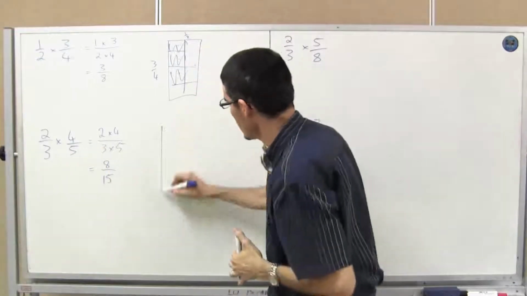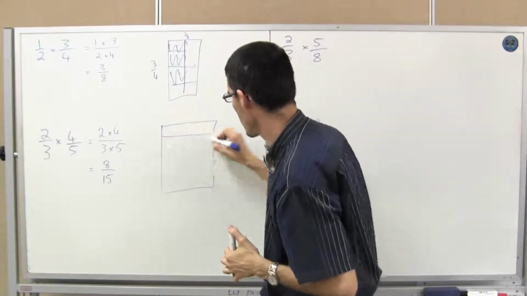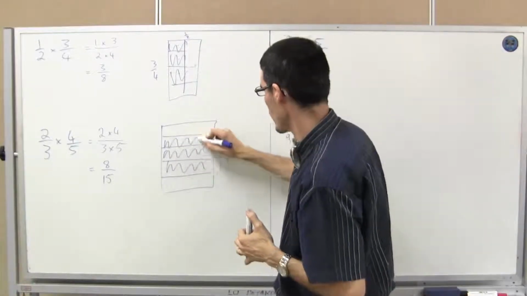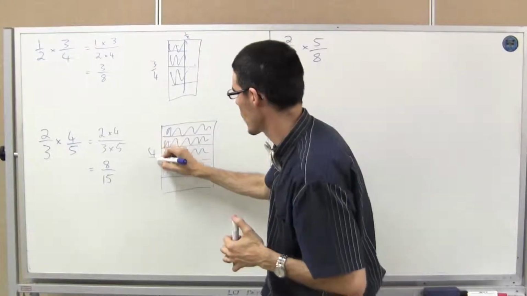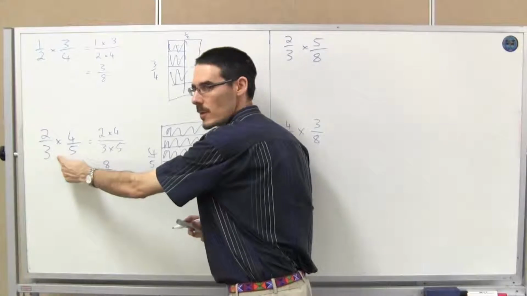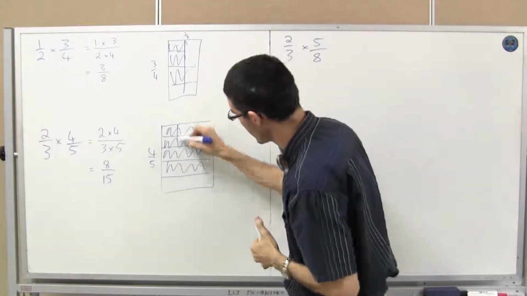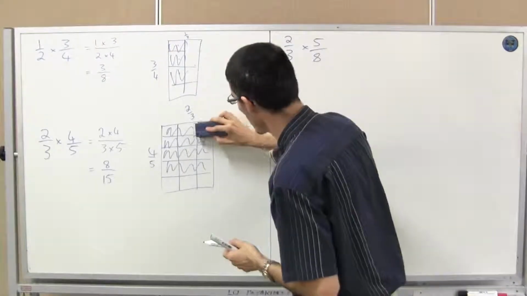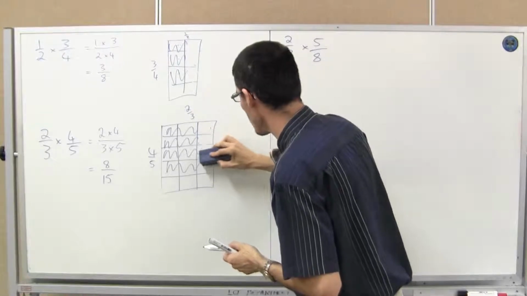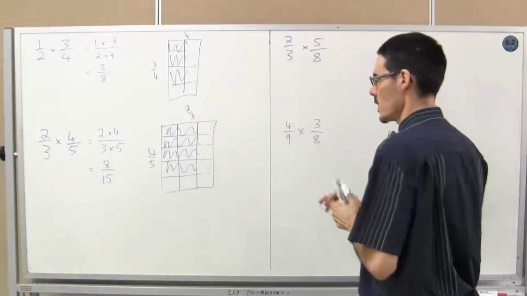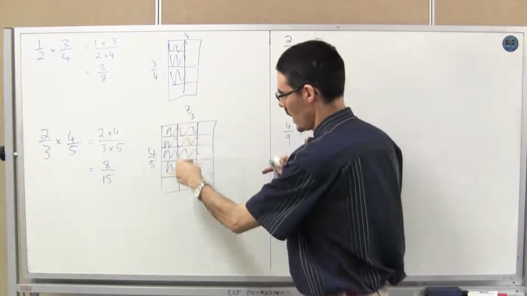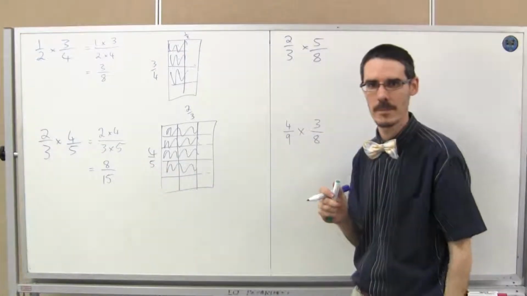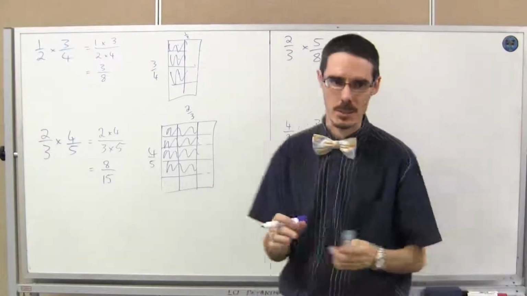2/3 of 4/5. So here's my 4/5, and I want 4 of those 5ths. And I want 2/3 of this. I only want 2/3. Not that bit, or these. So how much have I got? I've got 8 out of 15. Clear? Let's try some more.